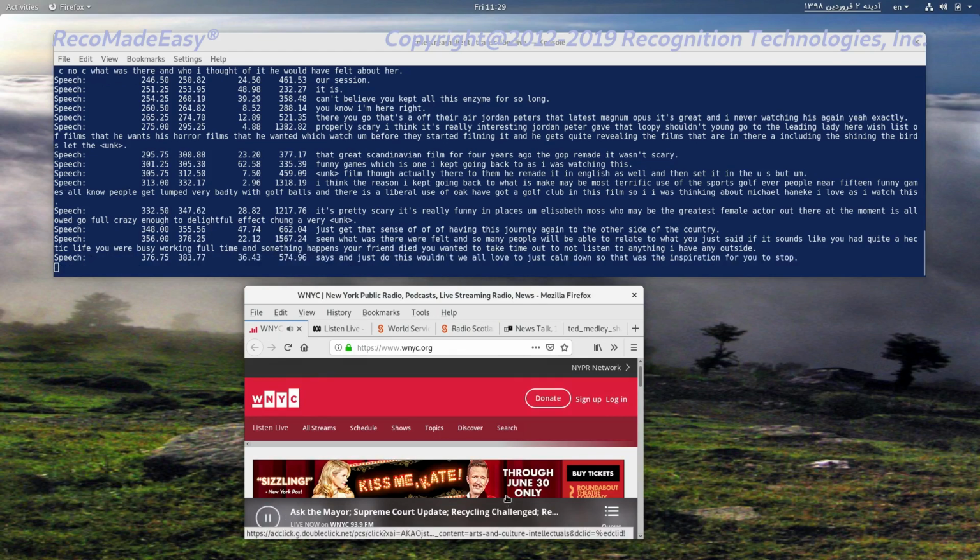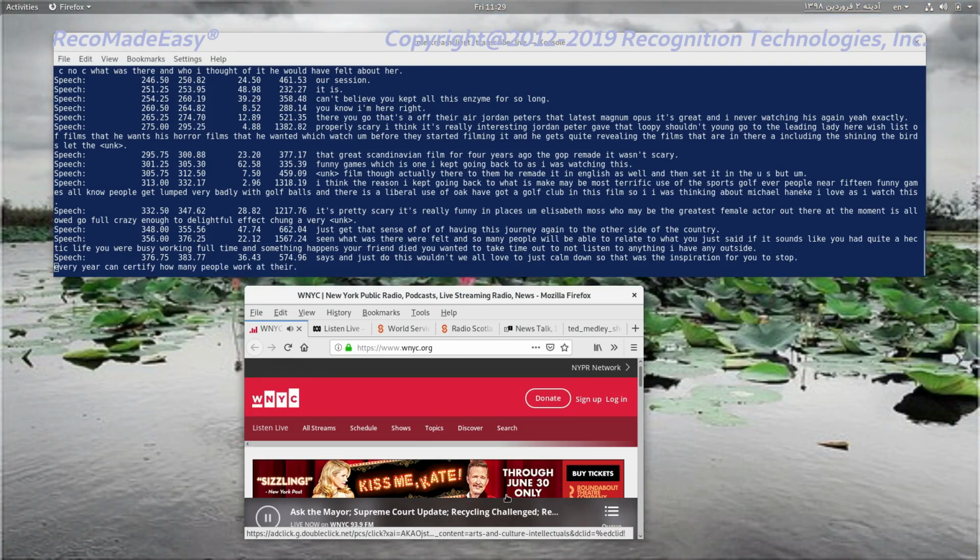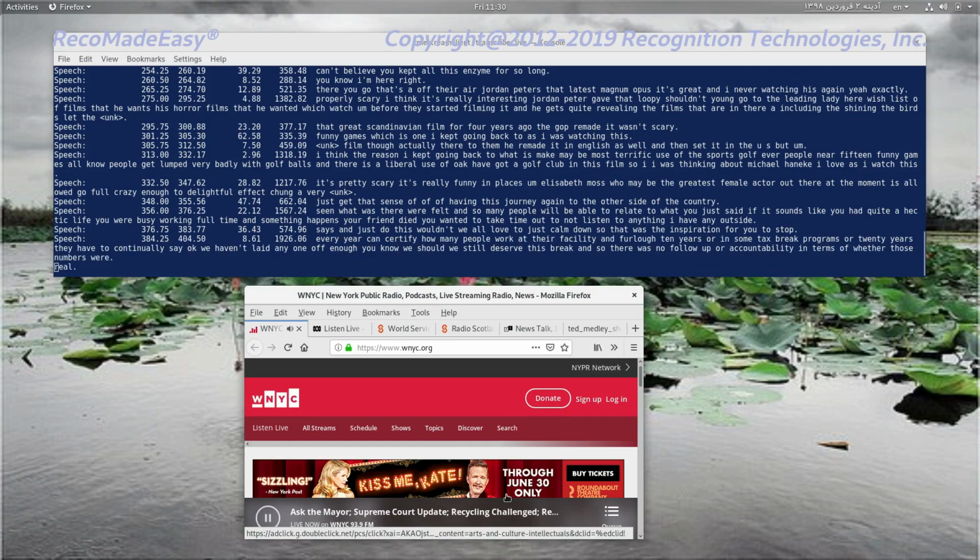Every year they kind of certify how many people work at their facility, and for the 10 years, or in some tax break programs, 20 years, they have to continually say, okay, we haven't laid anyone off, we still deserve this break. And so there was no follow-up or accountability in terms of whether those numbers were true or real. It was merely the self-reporting of the companies.